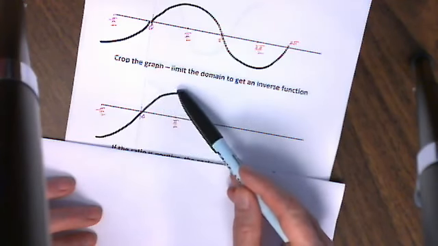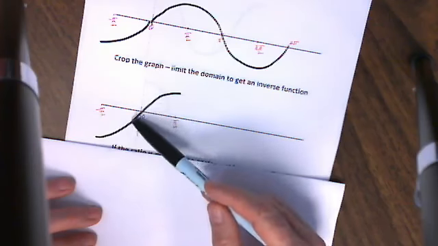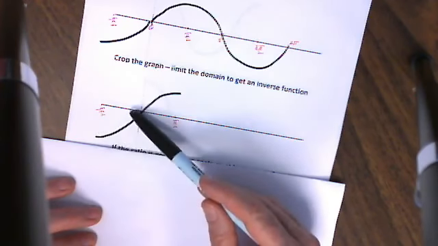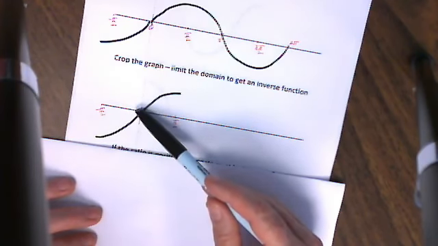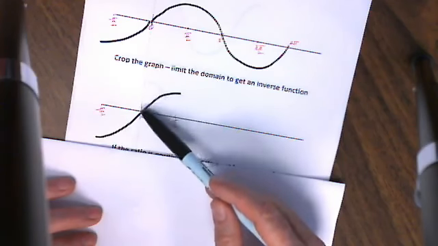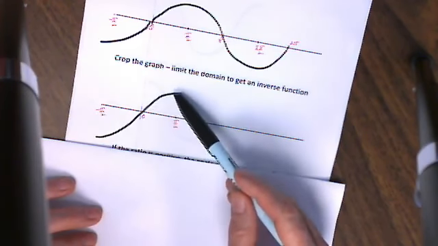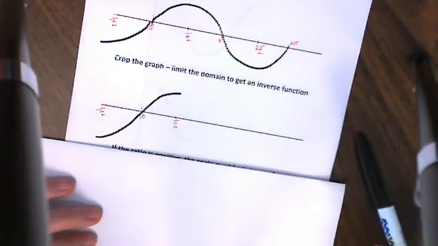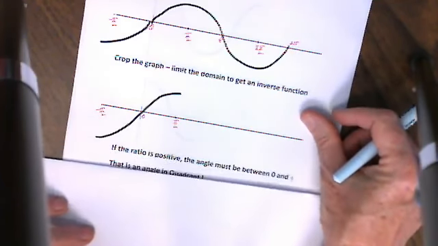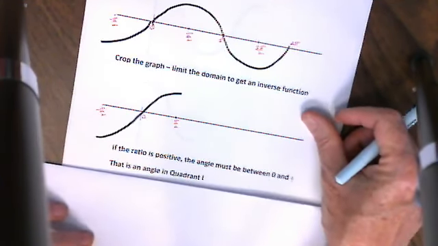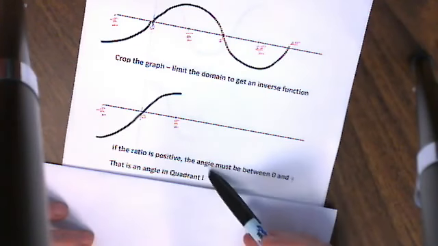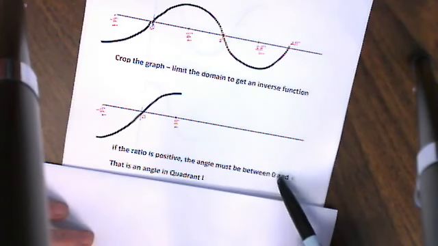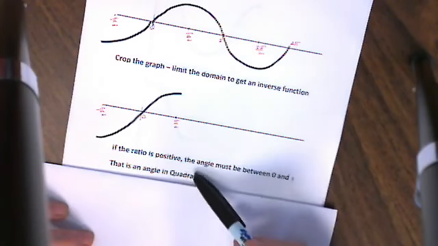When my ratios are positive, my graph is above the x-axis. When my ratios are negative, my graph is below the x-axis. It would appear that if I'm dealing with an inverse sine function and my ratio is positive, I need to report an angle between 0 and pi over 2. And I'm going to write that down. So if the ratio is positive, the angle must be an angle between 0 and pi over 2, or an angle in quadrant 1.